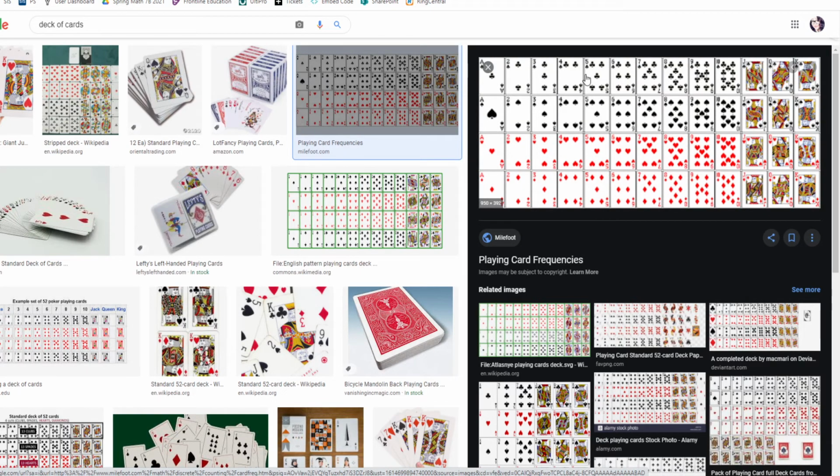You can see that there are the 4 suits. So there's clubs, spades, hearts, and diamonds. You can see that there are 4 ace cards, 1 in each shape. These are all the number cards. And then over here are all of the face cards: Jack, Queen, and King for each of the suits.